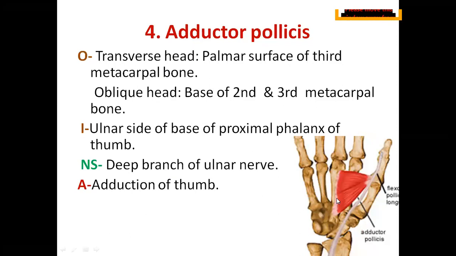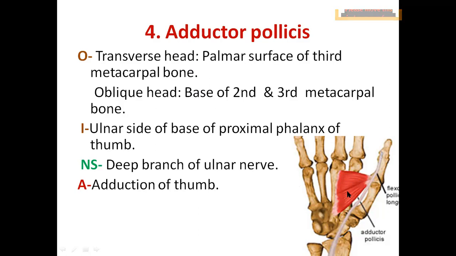Then the last muscle of the thenar group, we have adductor pollicis. Adductor pollicis has a transverse head and an oblique head. The transverse head comes from the palmar surface of the third metacarpal bone, and the oblique head comes from the base of the second and third metacarpal bones. Both the transverse head and oblique head are inserted into the medial side of the base of the proximal phalanx of the thumb. Medial side can also be called the ulnar side. This is supplied by the deep branch of the ulnar nerve.